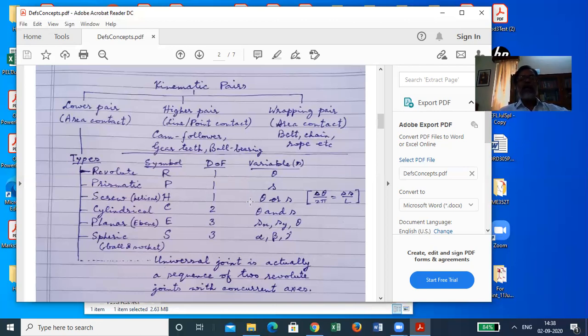And here you can take either theta or s, or anything proportional to that, as the variable, as the coordinate describing the relative motion, and they are related like this. Delta theta by 2 pi is the corresponding delta s by L, where L is the lead of the spool. That is, in one complete turn, how far it advances along the axis. But the degree of freedom is only one. So there is a theta motion, there is an s motion, but since they are related through a relation like this, the degree of freedom is just one.